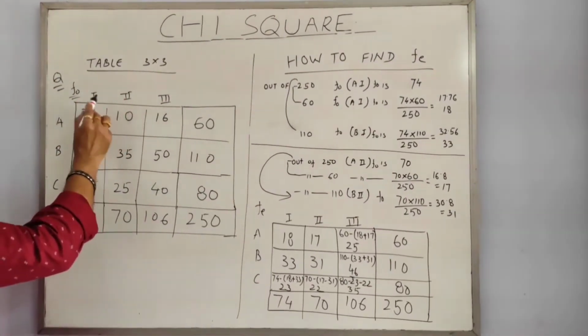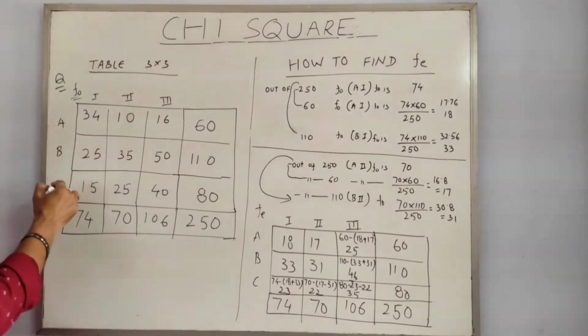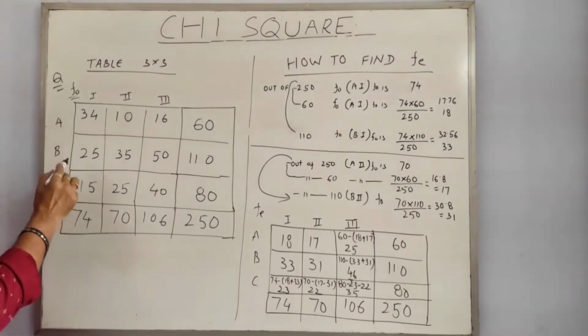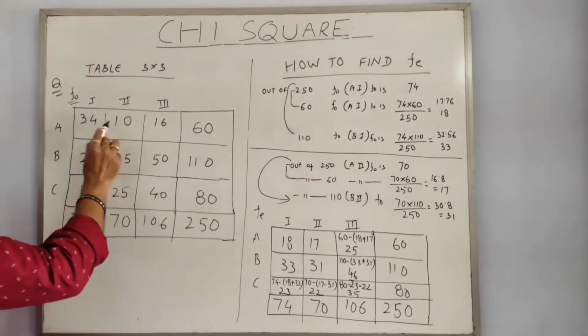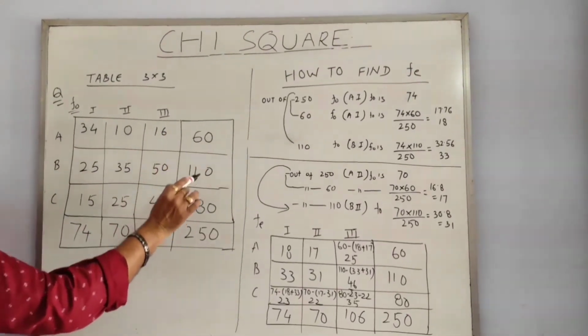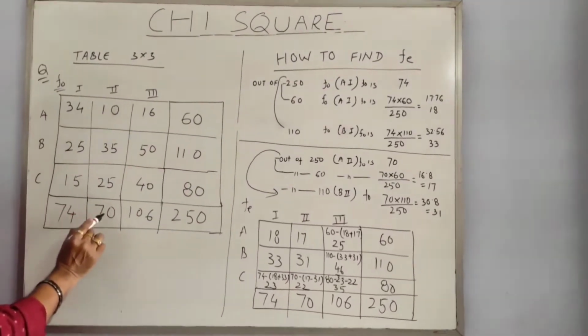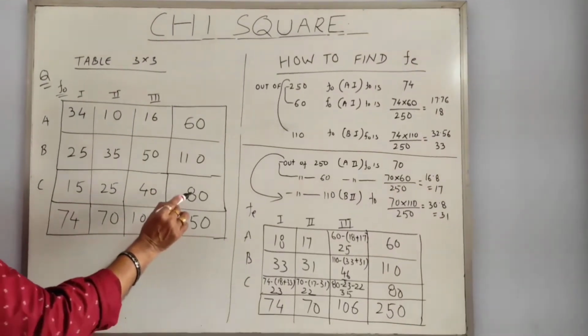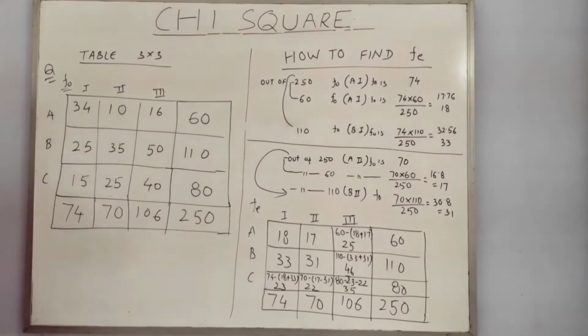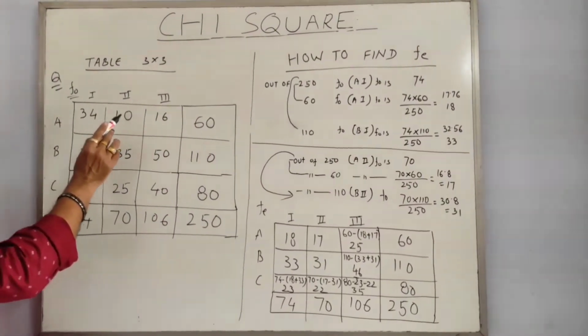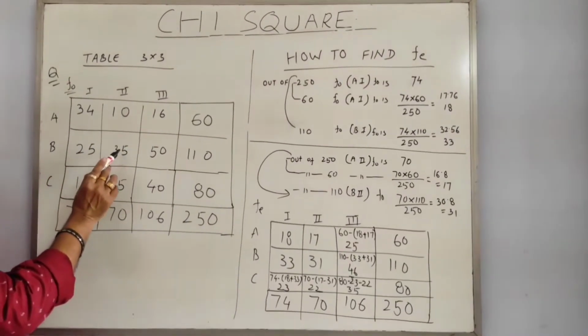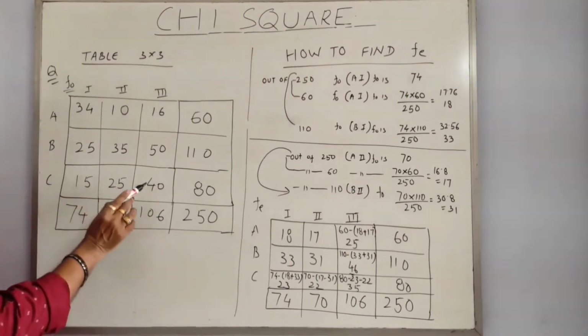There are 3 tables, 1, 2 and 3. Here also it is 3 by 3, A, B, C. So 34, 10, 16, these are FO figures. These are total figures: 74, 70, 106, 250, 80, 110 and 60 are total figures. The FOs are 34, 10, 16, 25, 35, 50, 15, 25 and 40.